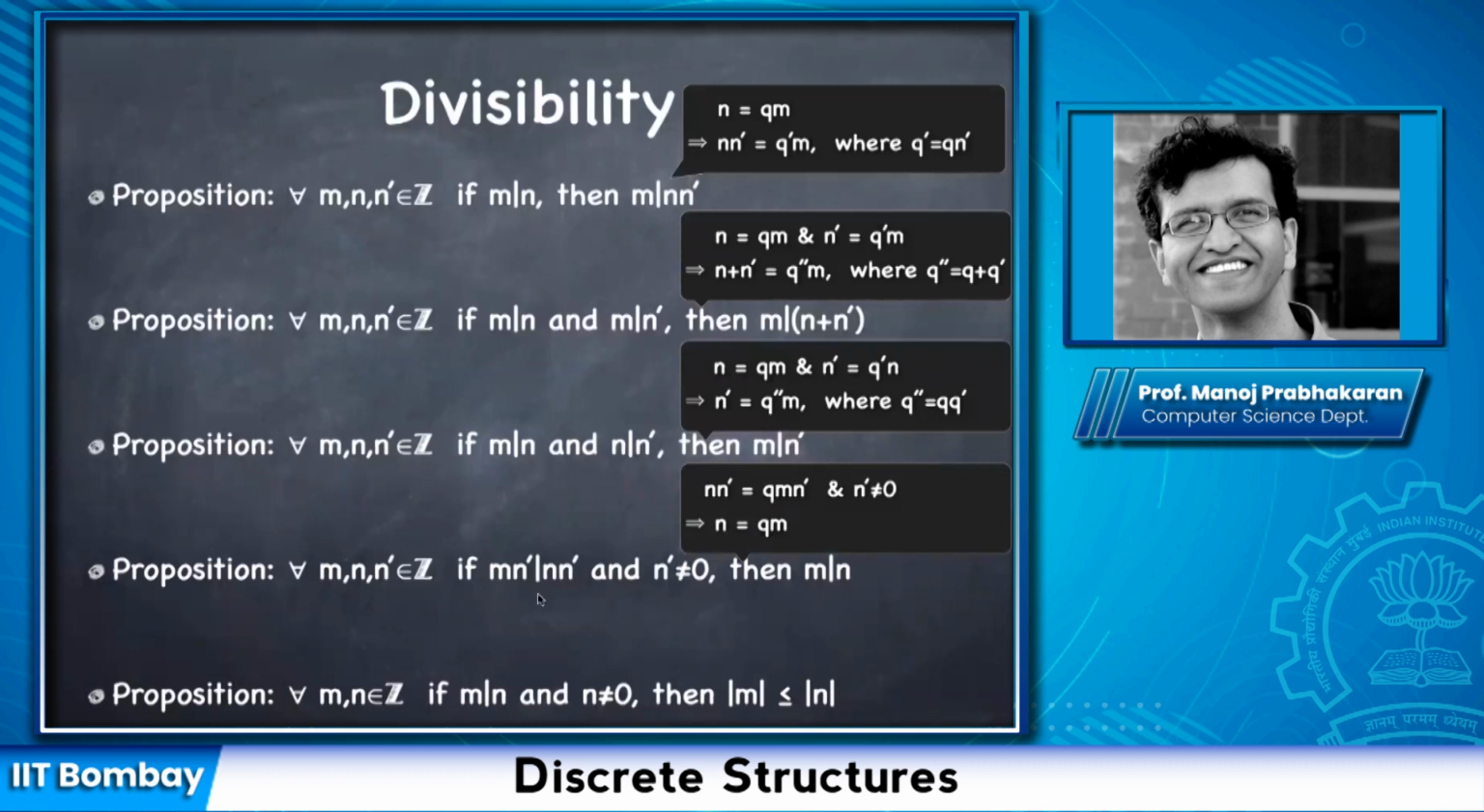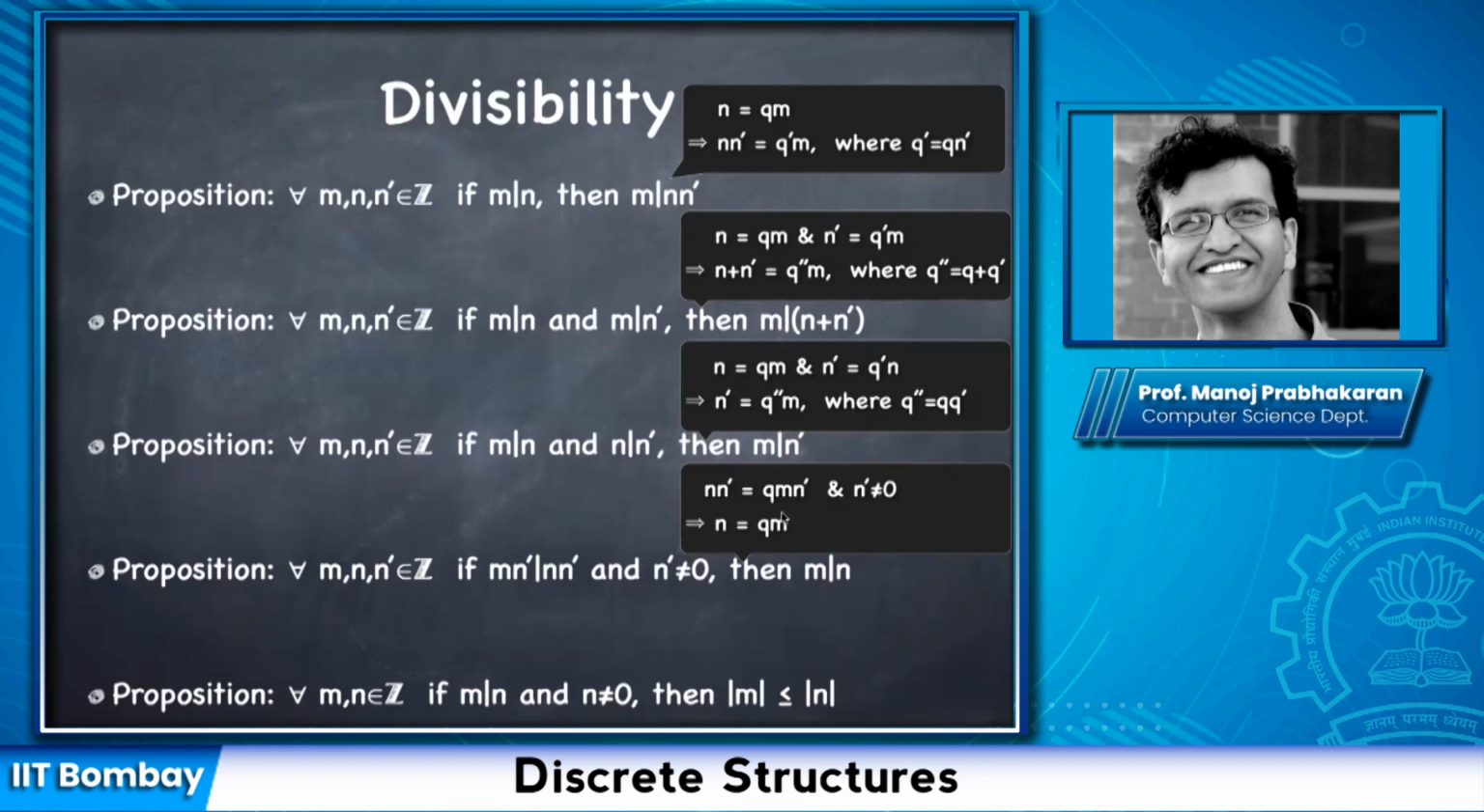It says that if mn' divides nn', where n' is not 0, then you can just cancel off this n' from both these numbers and conclude that m divides n. And that follows from the cancellation property of multiplication. So you just start off by saying, okay, mn', if it divides nn', I can write nn' as q times mn', and n' not equal to 0.